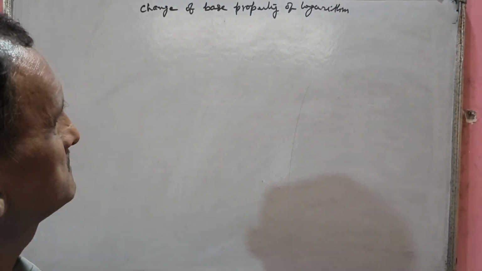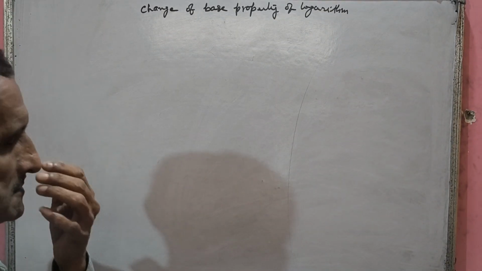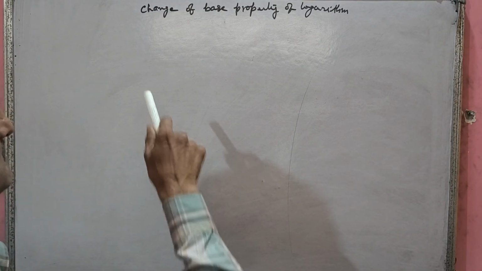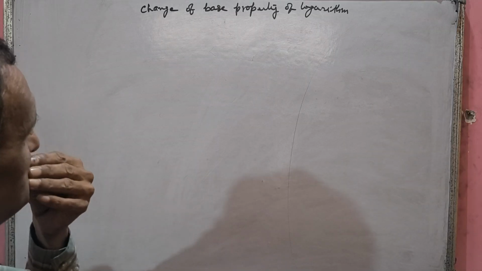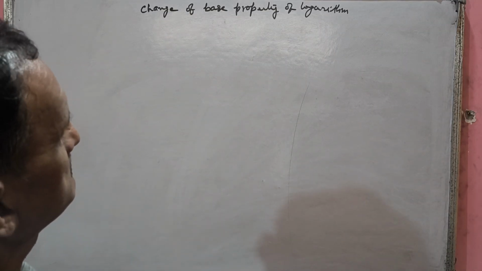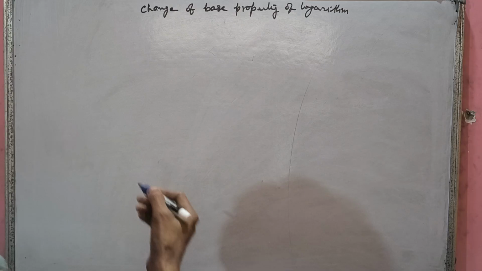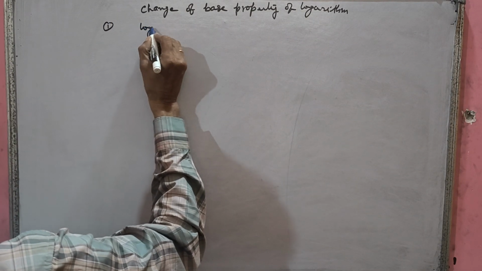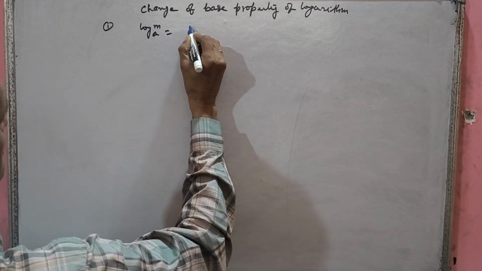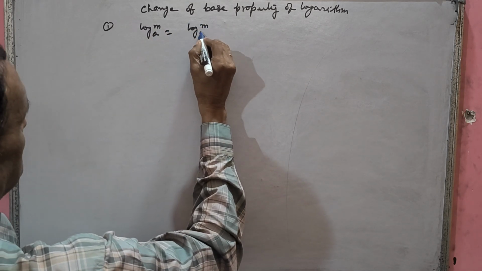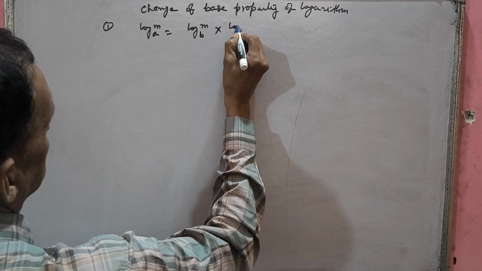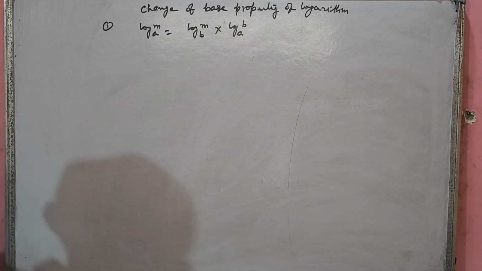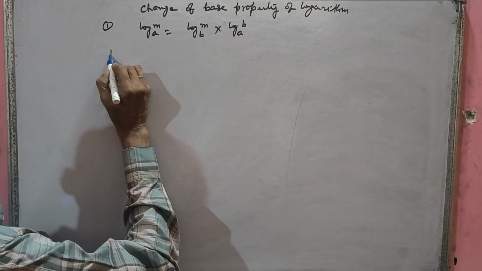In the previous class, we discussed the properties of logarithm. This was left out. This is the most important property, the change of base property of logarithm. It states that log m to the base a equals log m to the base b into log b to the base a. We need to prove this also. So let's start the proof.